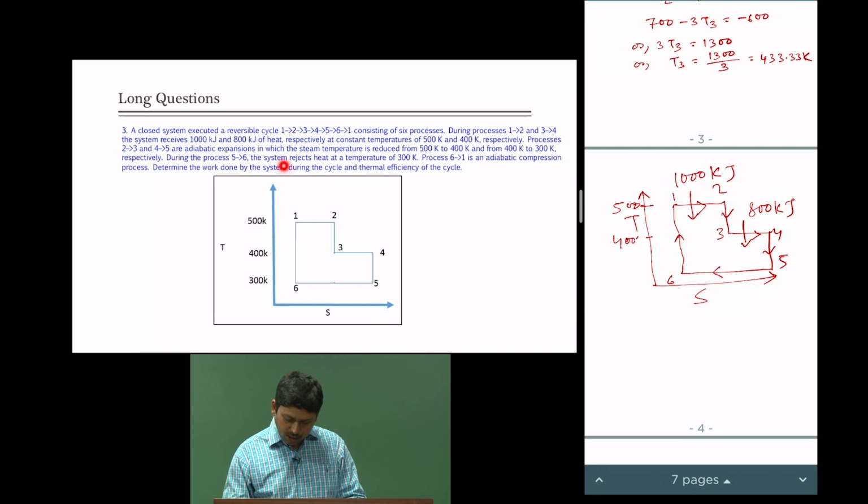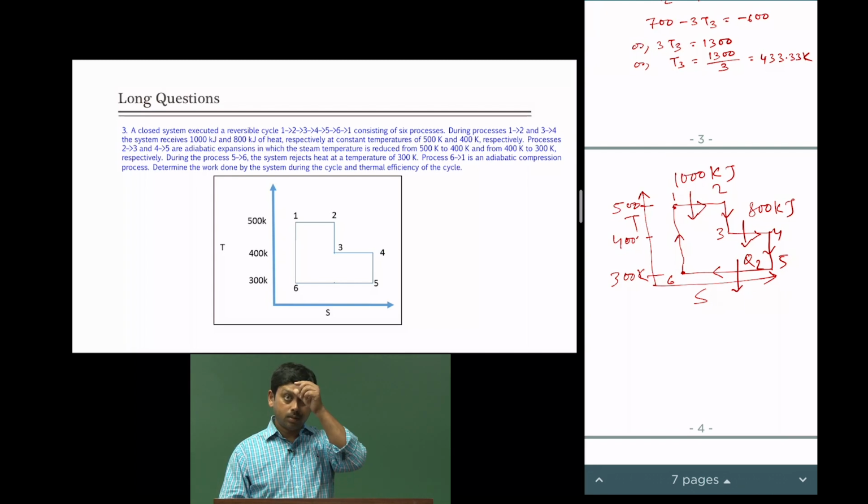During the process 5 to 6, the system rejects the heat, let us call it Q2, at temperature 300 Kelvin, as is shown in the diagram. Process 6 to 1 again is an adiabatic compression process, where the temperature will come back to 500 Kelvin. Determine the work done by the system during the cycle and thermal efficiency of the cycle.